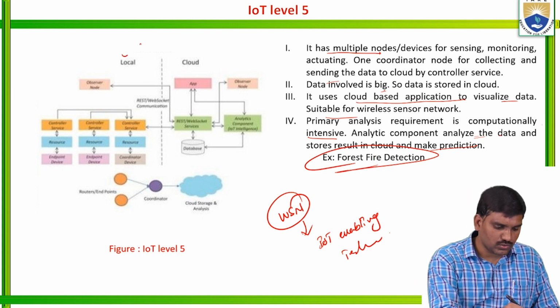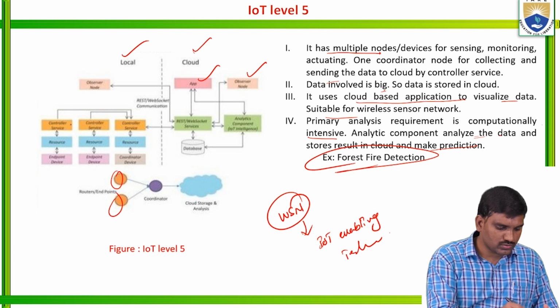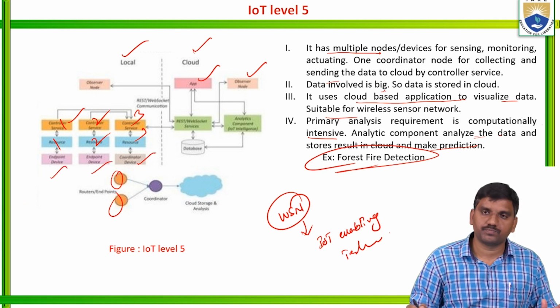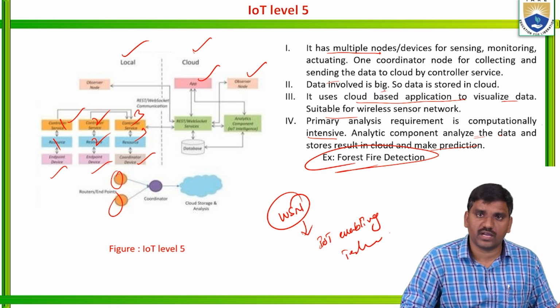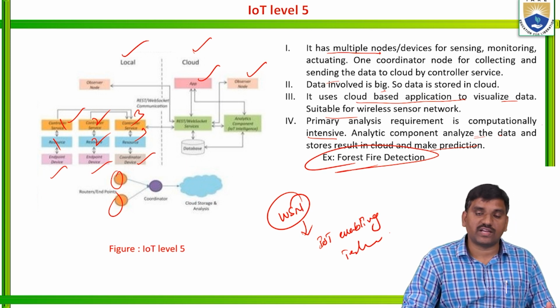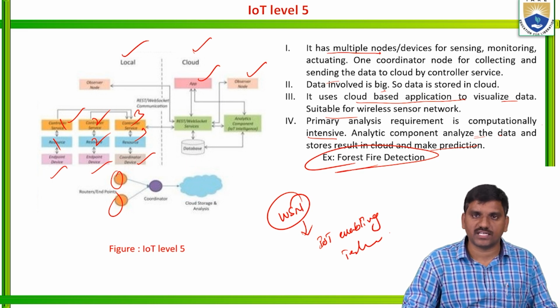The same process: local and cloud application, observer node, it has multiple nodes. So control service 1, 2, 3, source 1, 2, 3, endpoint device 3. So this is about IoT level 5. The best example for IoT level 5 is forest fire detection. It is used in the wireless sensor network.